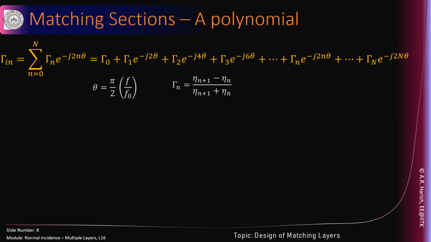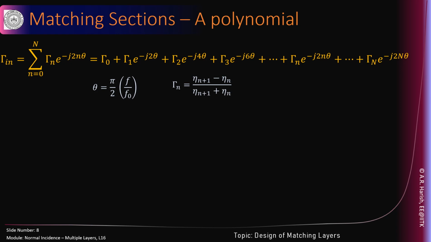So this is our summary. We have gamma in, which can be written in a compact format as summation n equal to 0 to capital N gamma small n e to the power of minus j 2 small n theta, which can be expanded, of course. Theta is given by pi by 2 f by f naught, and gamma n itself is given by that equation which we are familiar with.